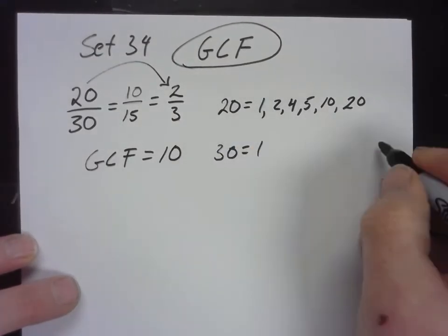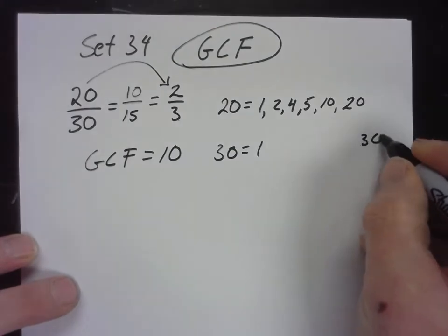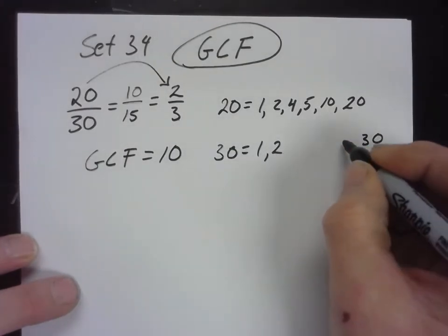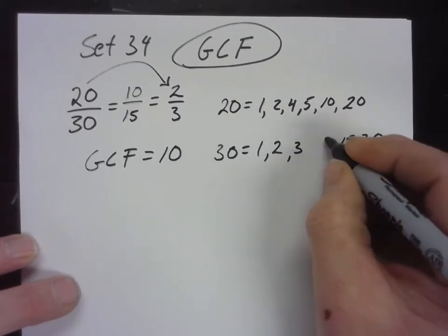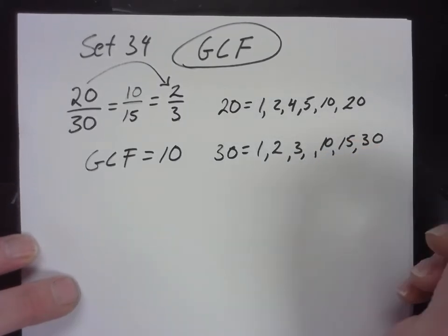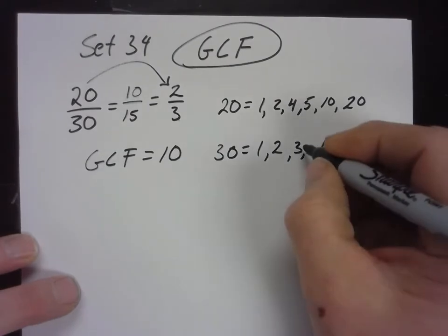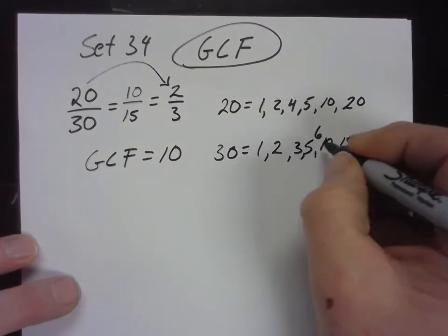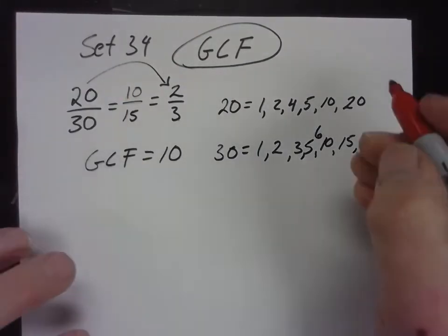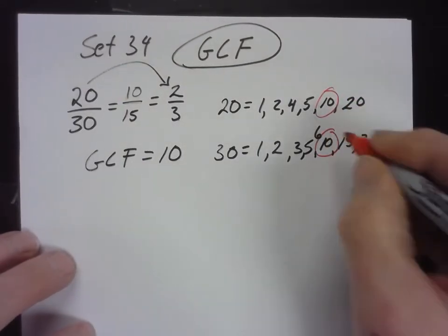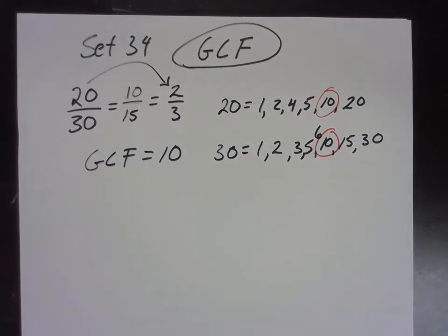1 times 30, right? 2 times 15. 3 times 10. Ooh, I don't think I left enough room for this middle one. 5 and 6. Yeah, I didn't leave enough room for that one. So there's quite a number of factors, but you can see 10 is the greatest common factor, isn't it? Okay.